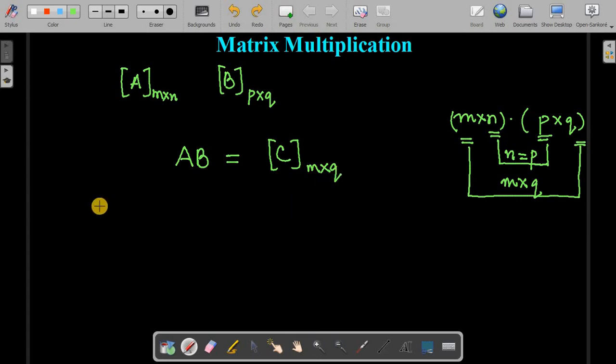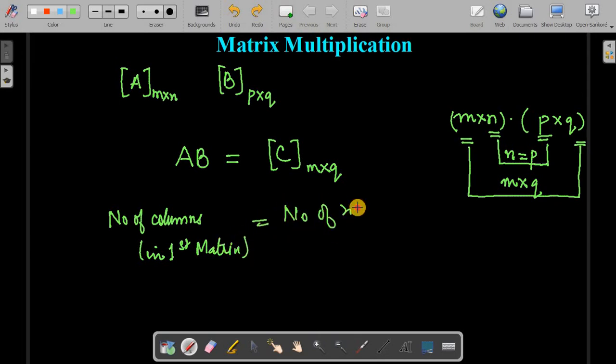So the condition for the multiplication of any two matrices is that the number of columns in the first matrix should be equal to the number of rows in the second matrix. Okay, so this is the condition which is going to be checked every time before we multiply any two matrices.